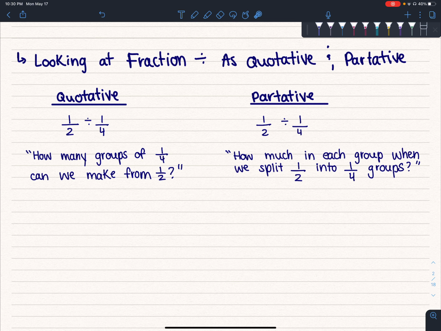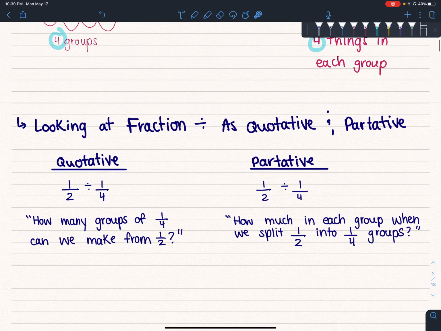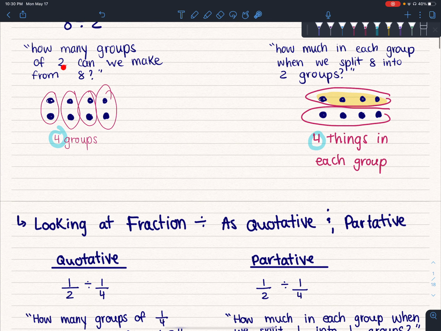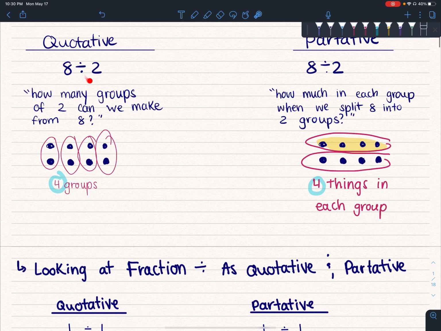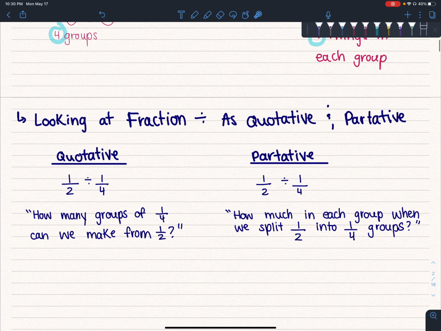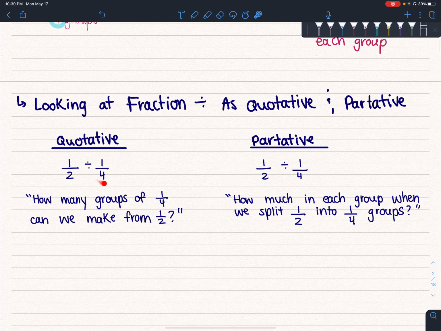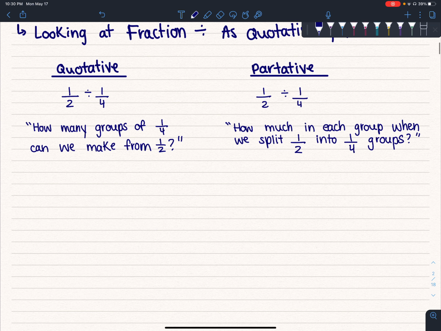So in the quotative, we're using the exact same wording. So up here we did how many groups of 2 can we make from 8? So we took the divisor, and the divisor was our groups, right? So here we're asking the same question. The divisor is 1 over 4, and we're asking how many groups of 1 over 4 can we make from a half? So we're going to answer that question.